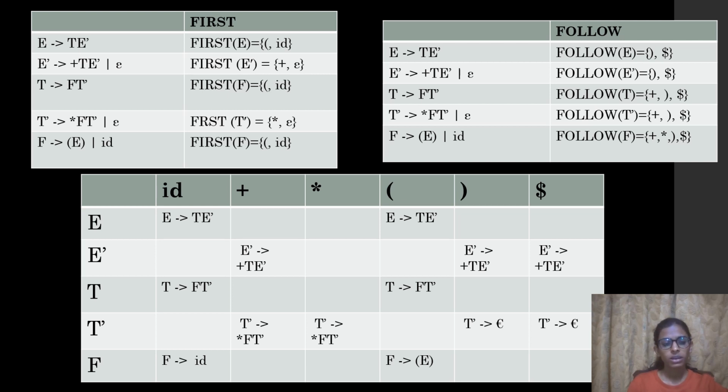Next, F gives (E) and id. So first of F is {(, id}. So we place F gives (E) and id in ( and id. In id we place F gives id, and in ( we place F gives (E). So this is how we create the predictive parsing table for the given grammar that is derived from the first and follow.